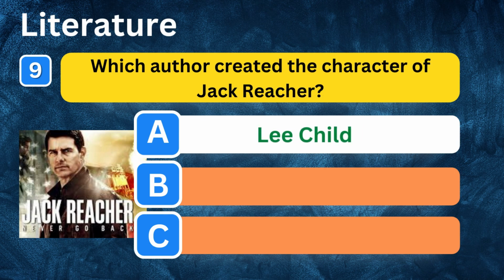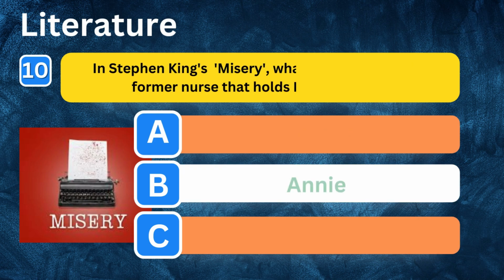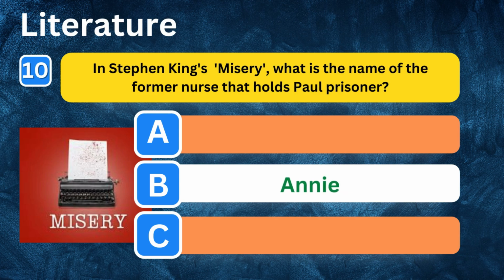And the final question of this round, question 10. In Stephen King's Misery, what's the name of the former nurse that holds Paul prisoner? Is it Debbie, Annie, or Maddie? And the answer is Annie.